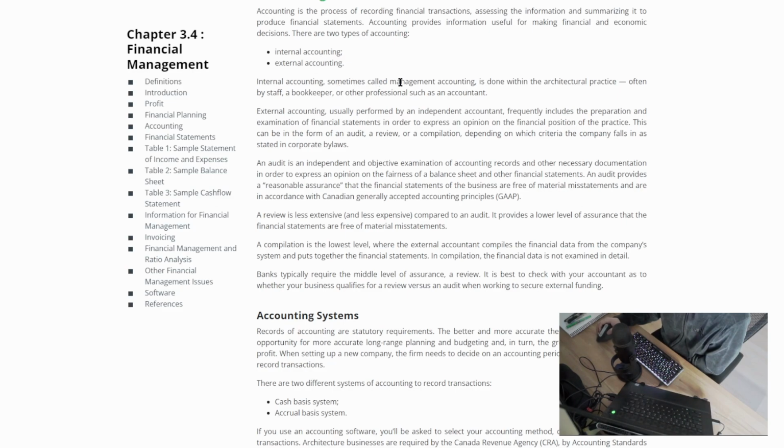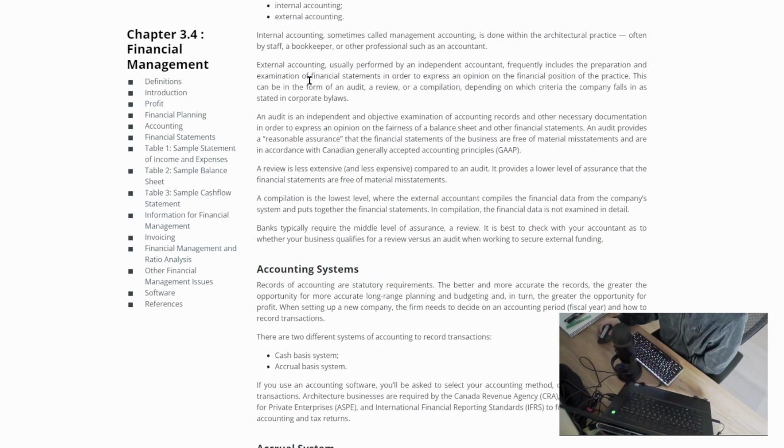Internal accounting, sometimes called management accounting, is done within the architectural practice, often by staff, a bookkeeper, or other professional, such as an accountant. External accounting, usually performed by an independent accountant, frequently includes the preparation and examination of financial statements in order to express an opinion on the financial position of the practice. This can be in the form of an audit, a review, or a compilation, depending on which criteria the company falls in, as stated in corporate bylaws.